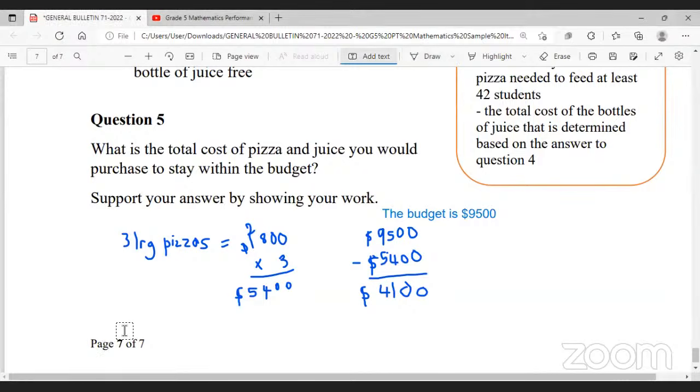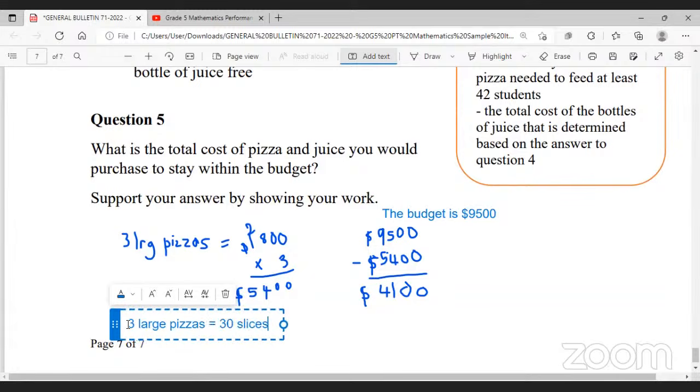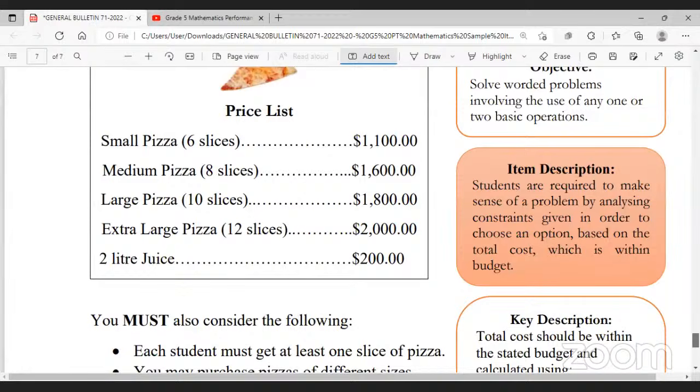Right, do my statements here. 3 large pizzas equal 30 slices. All right, writing it like that so I can just keep on track of what I'm doing. So I have $4,100 left. Let me go back up to my price list. So far I need 12 slices of pizza. Right, I don't need to purchase anything over.